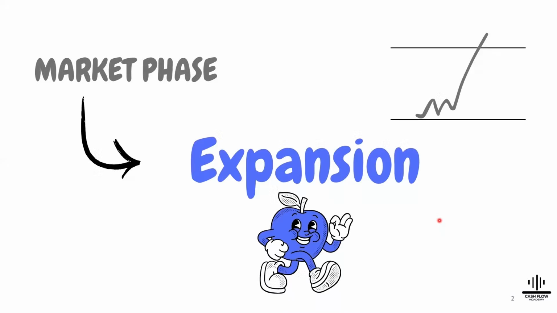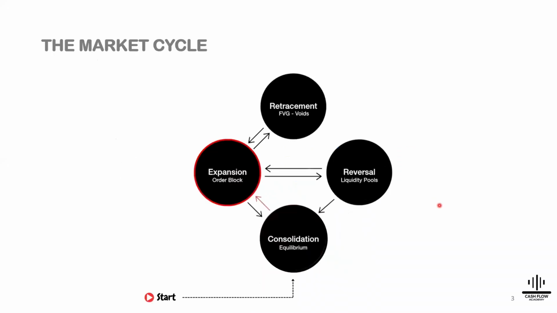Today, we're going to be talking about the next market phase or price phase, expansion. Now, you can remember this diagram representing the four market cycles. Price will either be consolidating, expanding, retracing, or reversing. This is how price is delivered. There's no other way price is delivered.